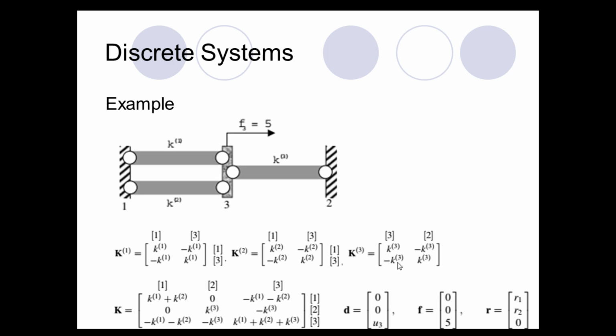second row. That's okay. And we have 2 3, because this is 3 and this is 2. 2 3 is minus k3. Okay, you see, this is the second row and this is 3. Okay, and 2 2 is k3. As a result, 2 2 is k3.